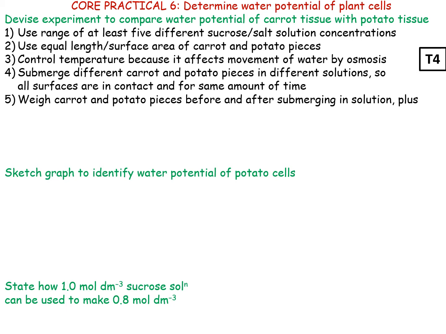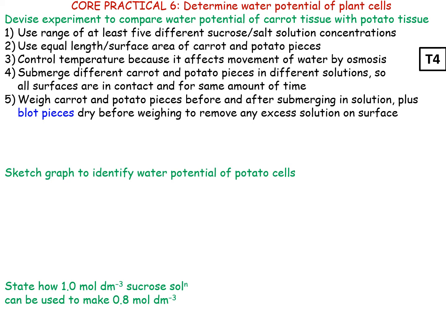The carrot and potato pieces have to be weighed before and after submerging in solution to find out their initial and final mass. And when working out the final mass, you should blot the pieces dry before weighing them to remove any excess solution on the surface. The practical should be repeated so you could work out any anomalies, standard deviation, and also to calculate mean.